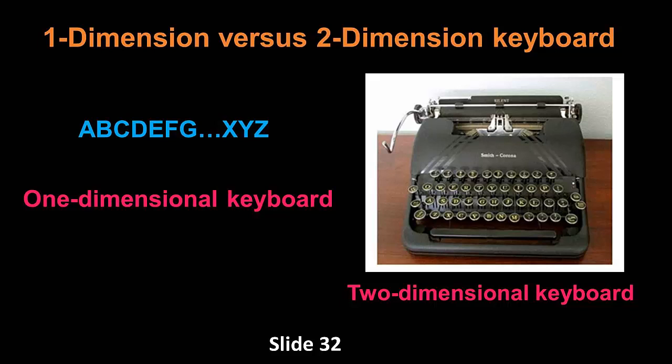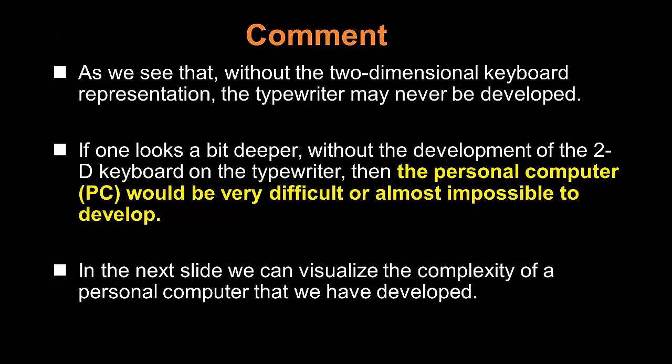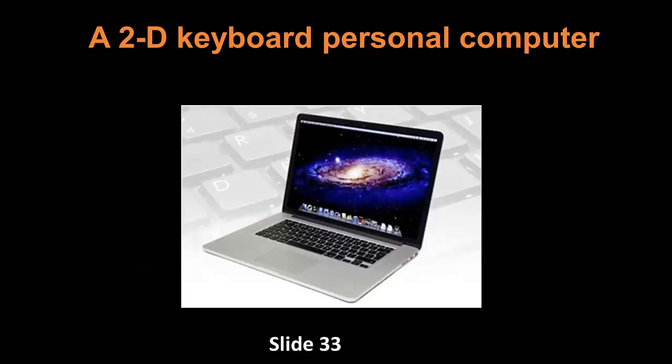Let me present once more the significance of transforming a one-dimensional format into a two-dimensional representation, shown in slide 32. On the left-hand side, we see the alphabet from A to Z. It represents a one-dimensional keyboard. On the right-hand side, we show a two-dimensional keyboard on the typewriter. As we see, without the two-dimensional keyboard representation, the typewriter would never be developed. If one looks a bit deeper, without the development of the 2D keyboard on the typewriter, then the personal computer would be very difficult or almost impossible to develop. In the next slide, we can visualize the complexity of a personal computer that we have developed.